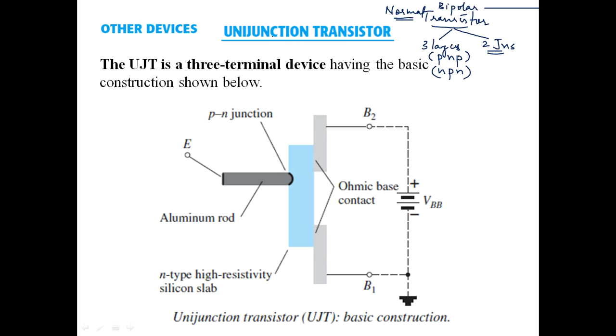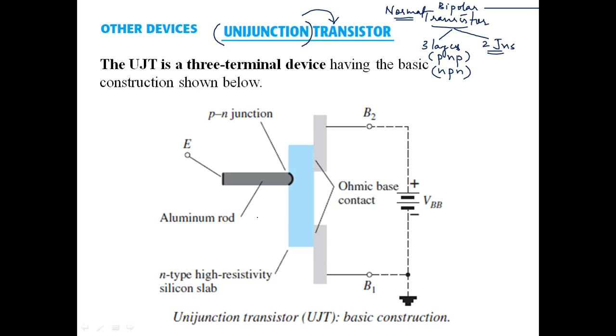But with respect to power devices, there exists a special device which is called the unijunction transistor, in the sense that just by using a single junction, a junction that exists between P and N region, you can obtain a transistor action. Now this is something special. How can it be done? Let us look at the construction of a unijunction transistor.